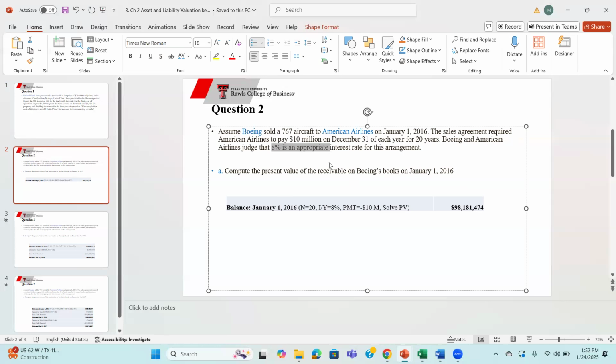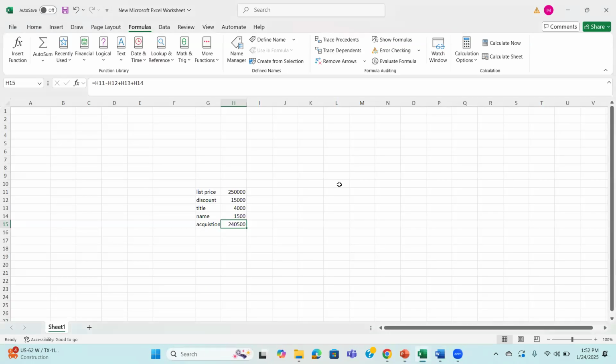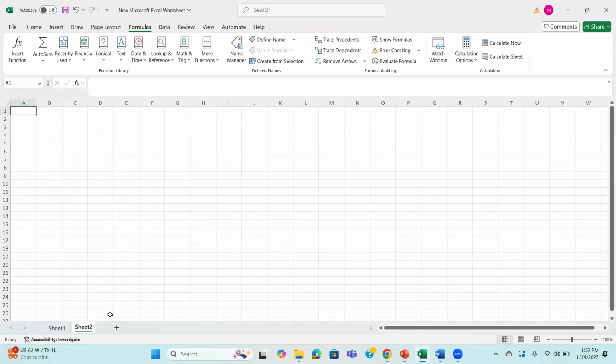So the sales occurred on January 1, 2016, and you have to find the present value for January 1, 2016. So this is basically computing the present value, right? For this amount. So calculating present value, we need number of years, we need the interest rate and the annual payment. Thus we can solve our present value, right? So in the Excel sheet, let's start again.